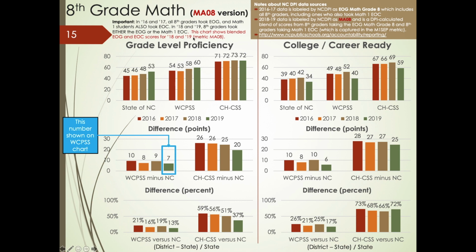But what this metric is for 2018 and 19 is the MA08 metric. It's a DPI-calculated blend of scores from the 8th graders, where some took the EOG and some took the Math 1 EOC. So it's a blending of those two numbers that the DPI provides for us. In that case, the number for 2019 is actually the 7 here, which is that blended MA08 number, and that does match the Wake County chart.